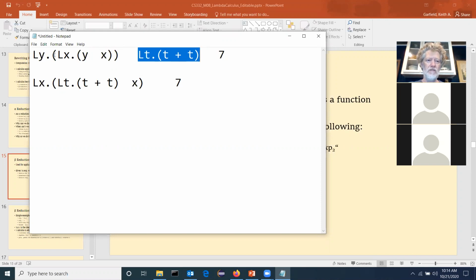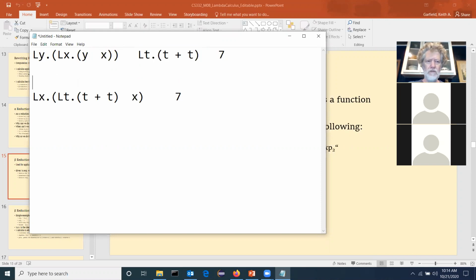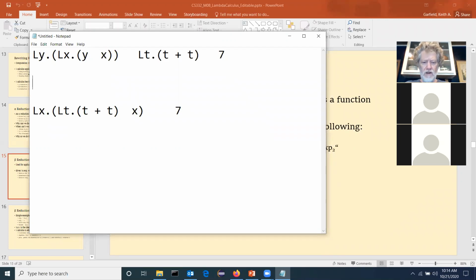I'm going to do an intermediary step there. Once I get rid of the ly dot, I just have this. So what we're saying is everywhere I see a y in this expression, I need to replace it with the lt dot t plus t. And that's what this looks like.